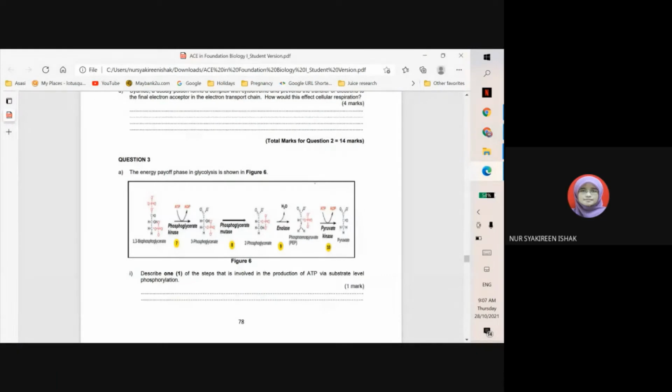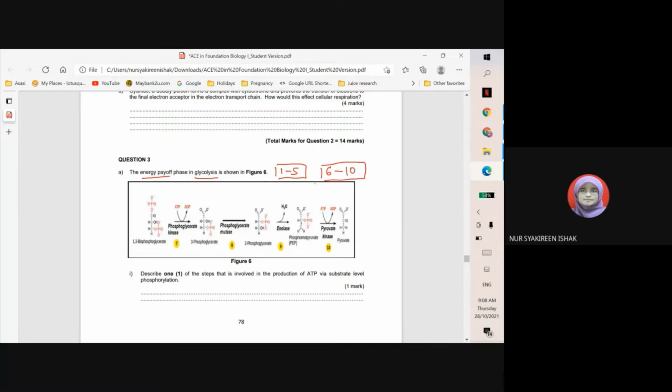Okay, so question 3. Question A, the energy payoff phase in glycolysis is shown in figure 6. Energy payoff phase is the second phase of glycolysis. Glycolysis has 10 steps. Step 1 until 5 is the energy investment phase. Step 6 until step 10 is the energy payoff phase.